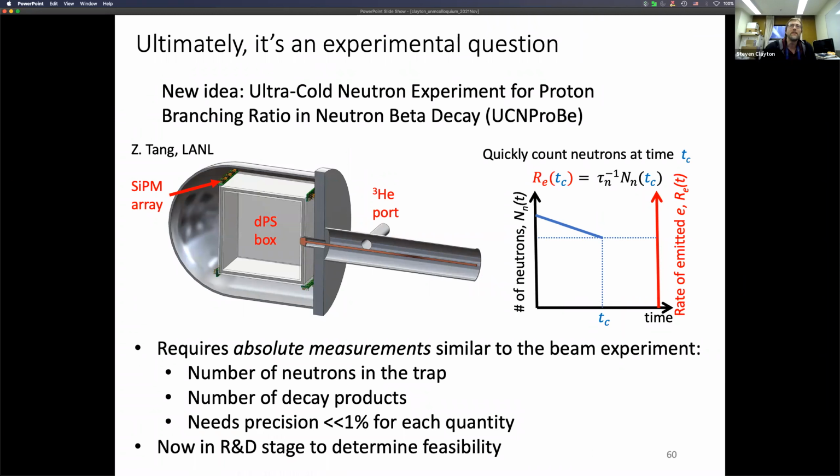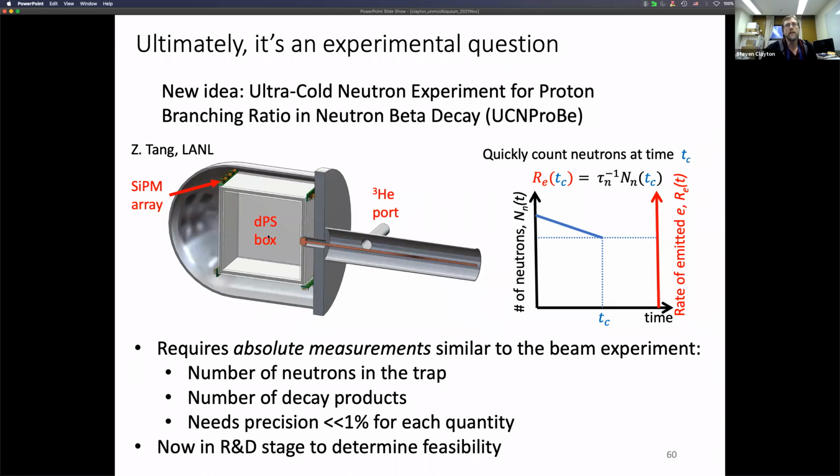The new idea is this ultracold neutron experiment for a proton branching ratio in neutron beta decay. This is by Xiaowen Tang, who proposed this and has been a proponent of it. We're trying to see whether we can do a beam-type measurement that is an absolute measurement of the decay products coming off from a known population of neutrons. We could build something like this box, made out of a scintillator material that also has a good Fermi potential to store neutrons.